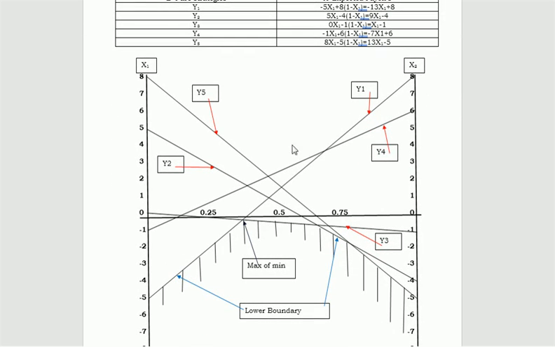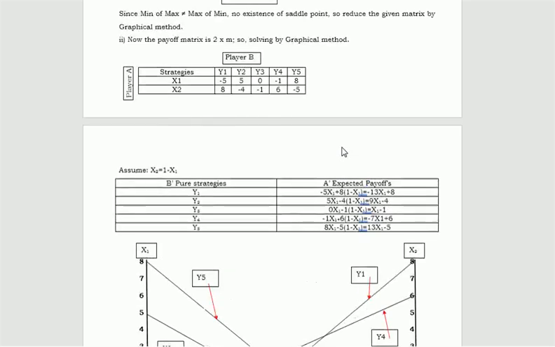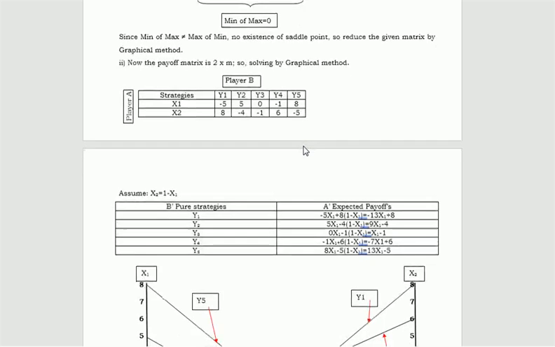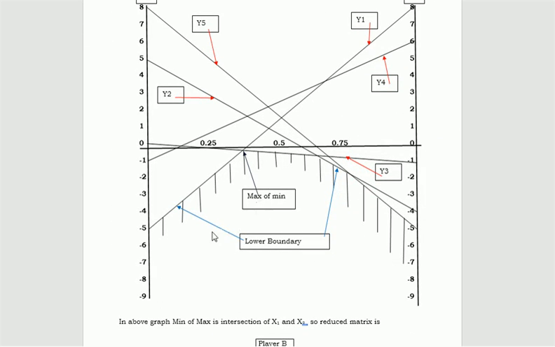Once you draw these lines, whenever the order of the matrix is 2 by m, it means 2 rows and any number of columns, then find the lowermost boundary like this. Among this lowermost boundary, find the maximum intersection point. Intersection points are, this is 1, 2, 3, 4 and 5 here.